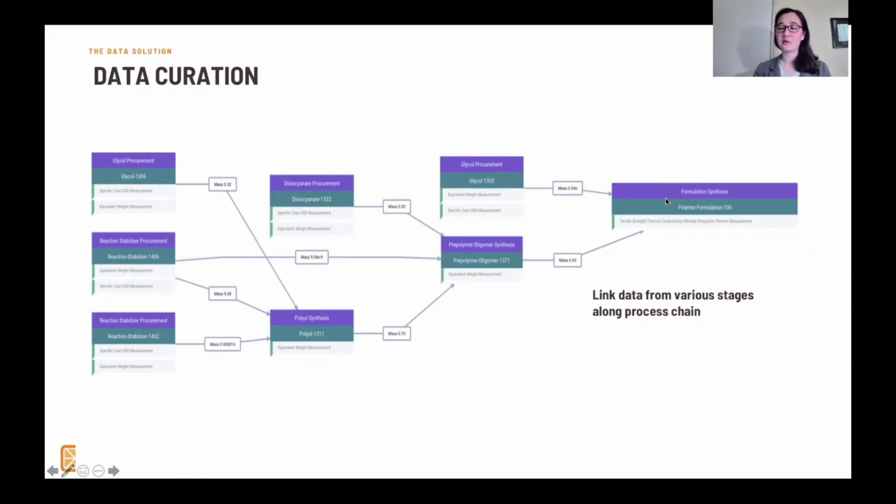And so different people in different departments might be collecting data in the procurement department about initial ingredient purity, and then maybe you'll have some temperature sensor data during processing. And then finally, you might have some characterization data on the final materials performance. And in order to actually run machine learning on this data set, you have to link all of those different data sources together, even if those data sets were collected by different people in different departments, maybe in different locations. So careful data curation becomes extremely important.